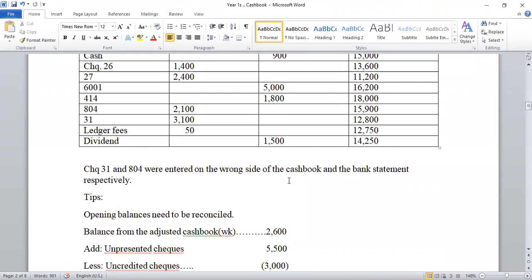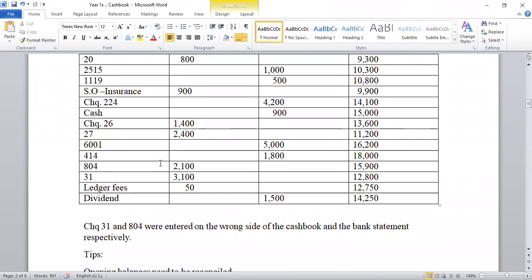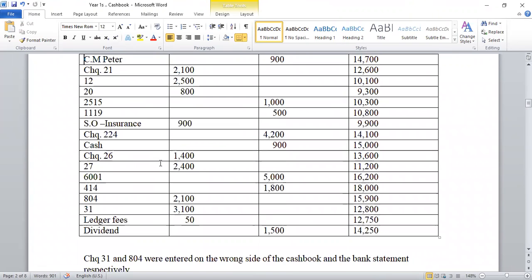Where is it? Okay, they didn't talk about it here. So because of that, it means that the error was done in the cash book. Okay, so the cash book, they showed it as a payment. It was a receipt. Okay.